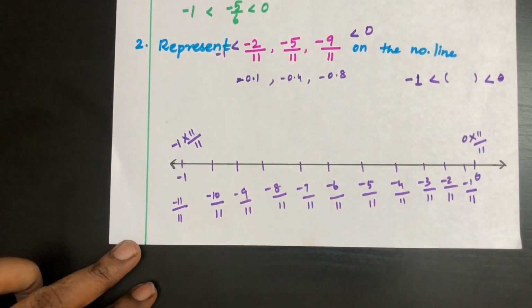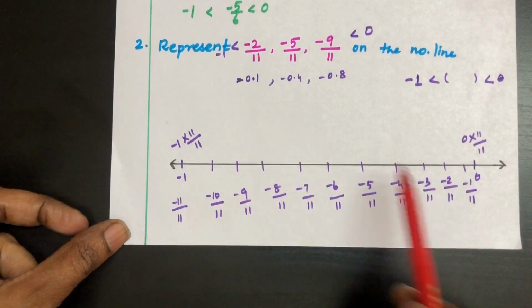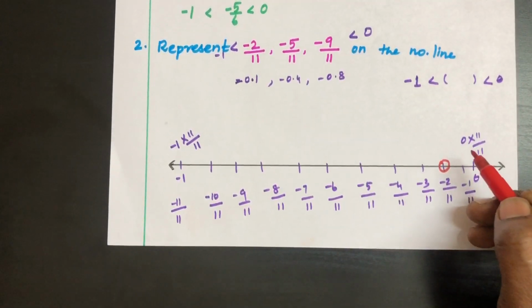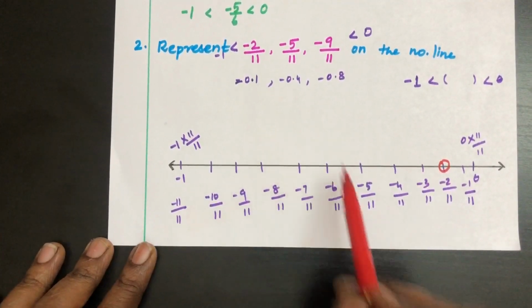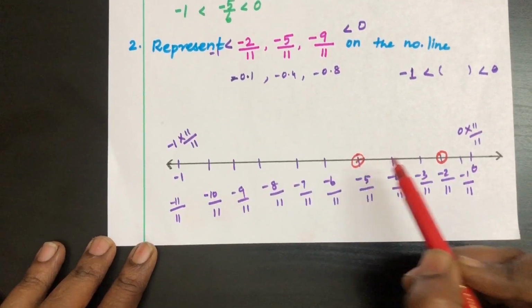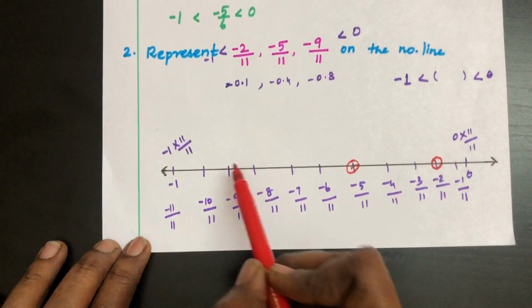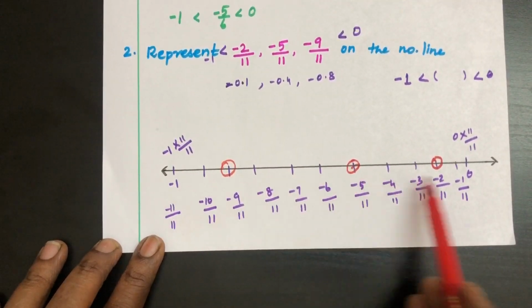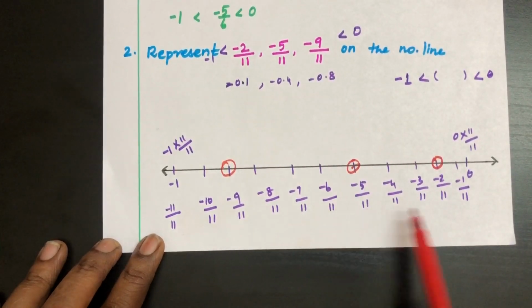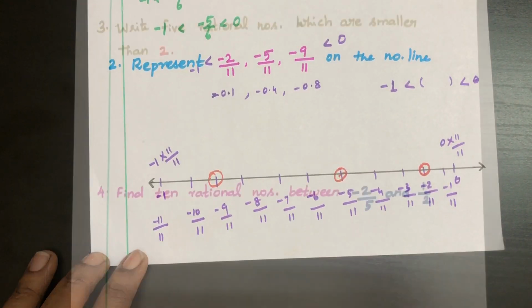Now it's very easy to plot our points. See, minus 2 by 11 belongs here. Minus 5 by 11 is here. Minus 9 by 11 is here. So it's very easy to plot these points on the number line if you know the concept.